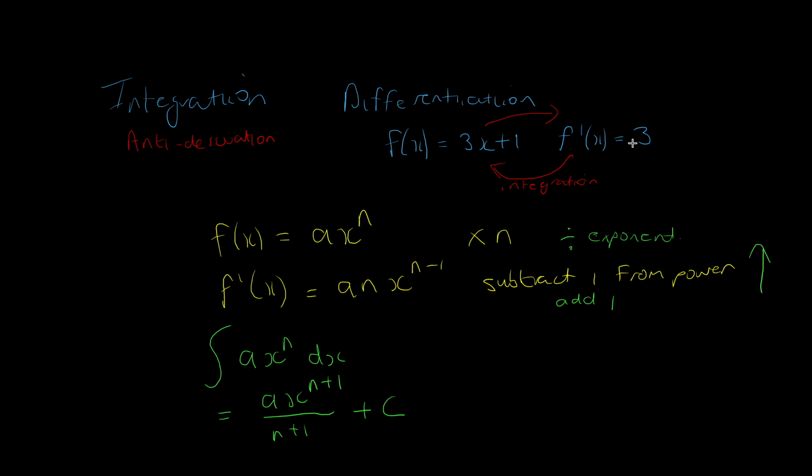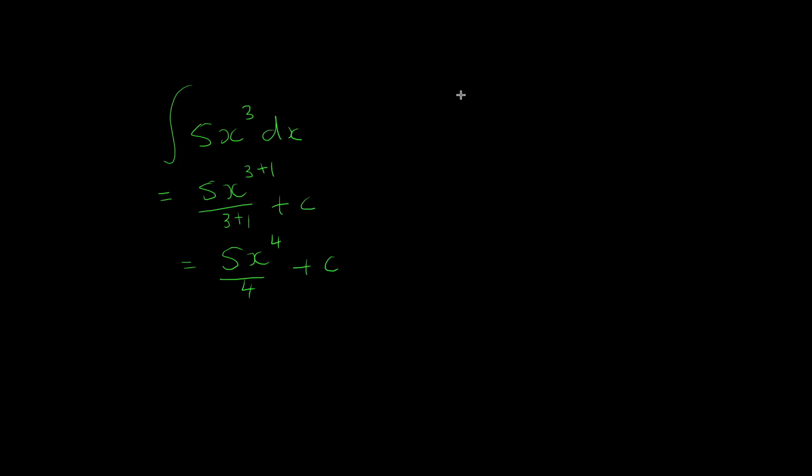Let's take an example. Let's say we take 5x to the power of 3, and we integrate this function with respect to x. It's going to be 5x to the power of 3 plus 1, and we divide by 3 plus 1 at the bottom, plus a constant. So that will be 5x to the power of 4 divided by 4 plus a constant. Okay, so why the constant?